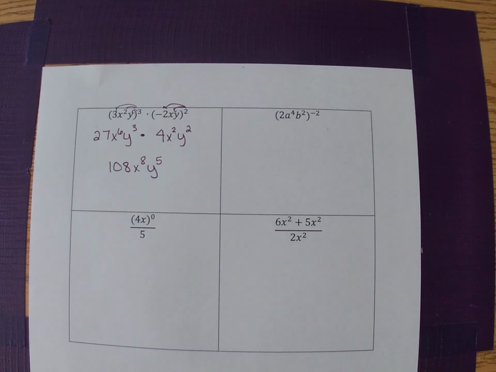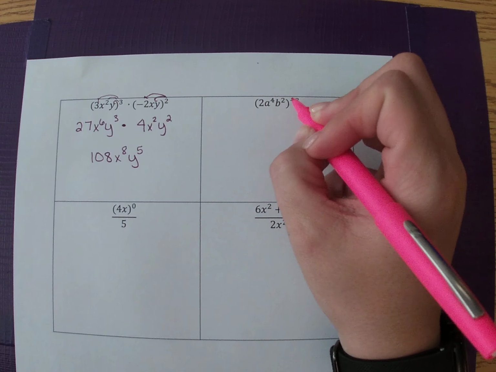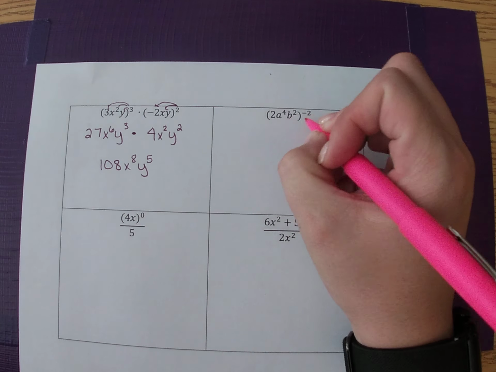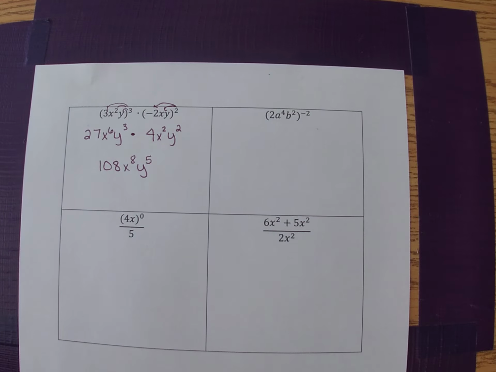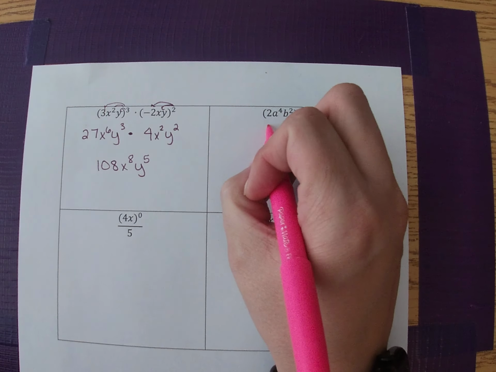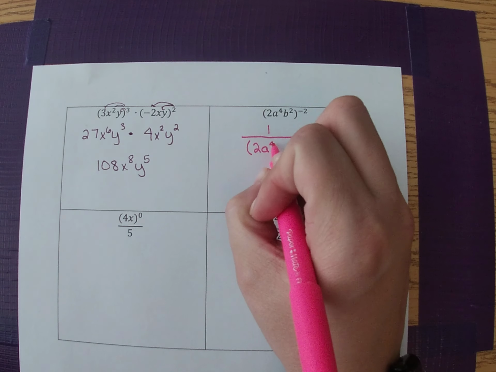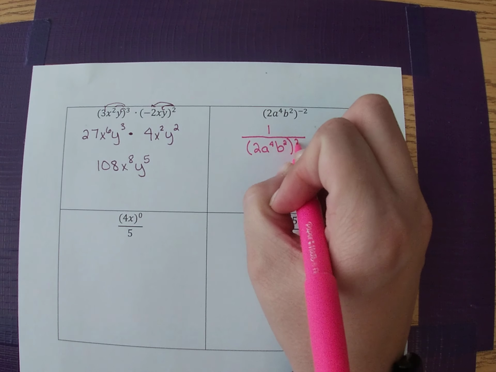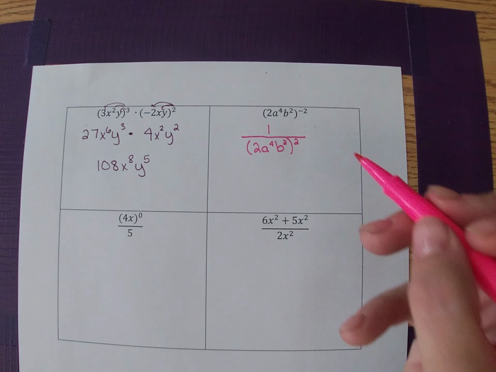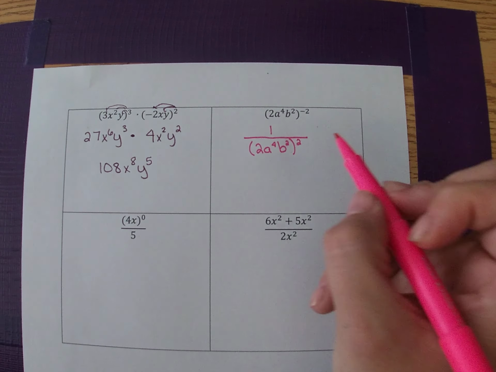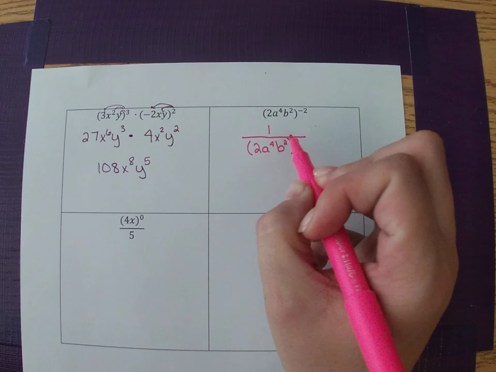Okay, our next one has a negative exponent and a power to a power. I always suggest, though it is not necessarily the right answer, that if there is a negative exponent on the outside here, I deal with that first. So I take this and put this as 1 over, and then I take 2a to the 4th b squared. And now because it's in the right location, I don't need this 2 to be negative anymore. Okay, and then I'll deal with this power to a power.